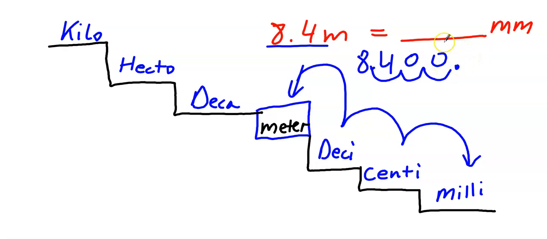Decimals now after the last 0. So 8400, put a comma here. We have 8,400 millimeters.